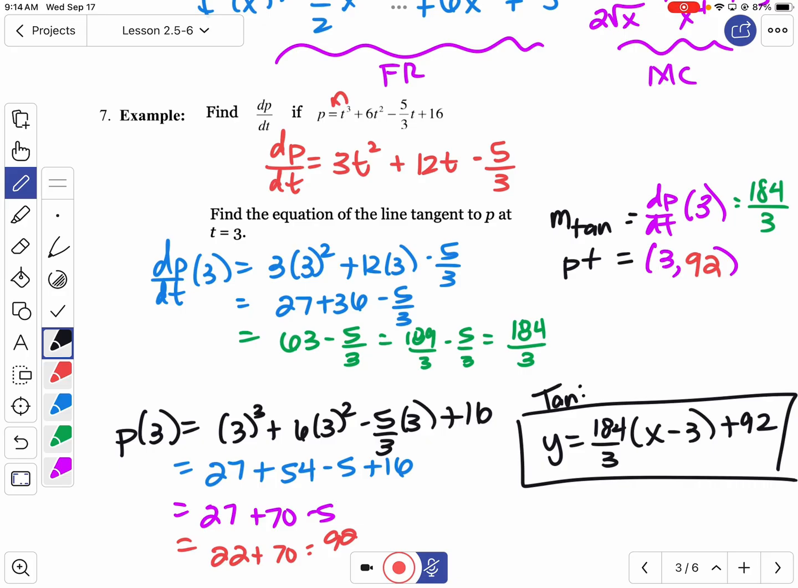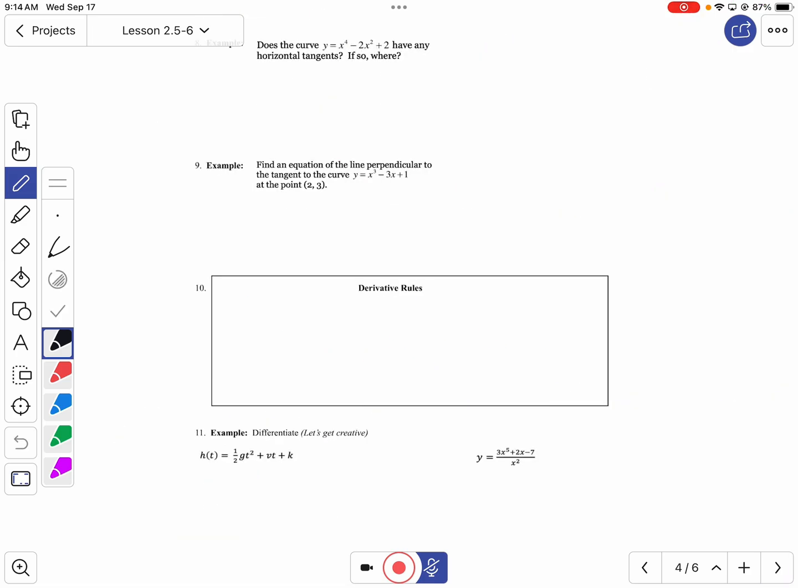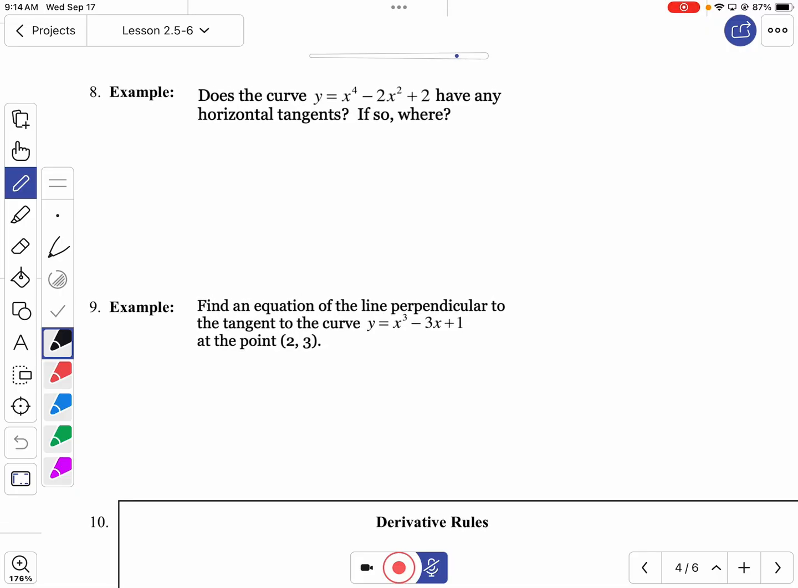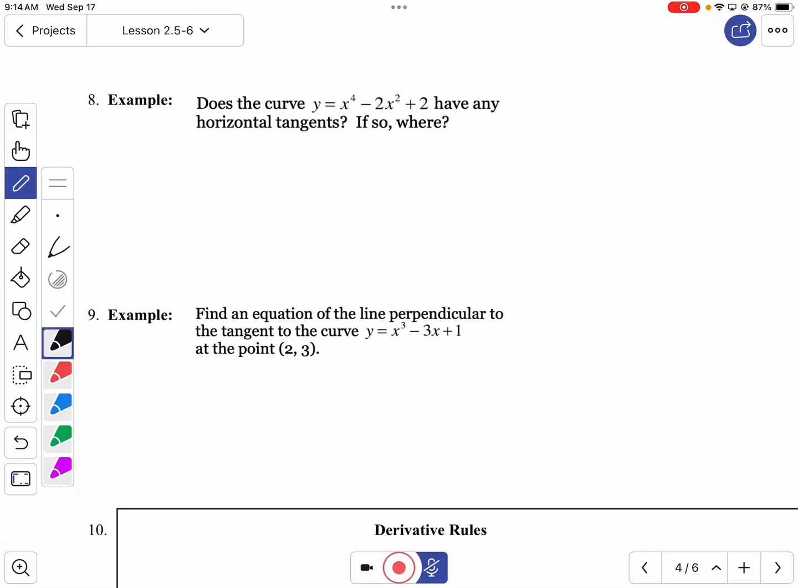Okay, so it'd be nice if everything was just, hey, find the derivative, but it's not going to be. Okay, it's going to do lots of different things. All right, like that one, write the equation of a tangent line. Look at this next one. Does the curve have any horizontal tangents? If so, where? Okay, this would be on a non-calculator portion. All right, I don't know how to graph that. Right, so we're gonna have to think about what does it mean to be a horizontal tangent.